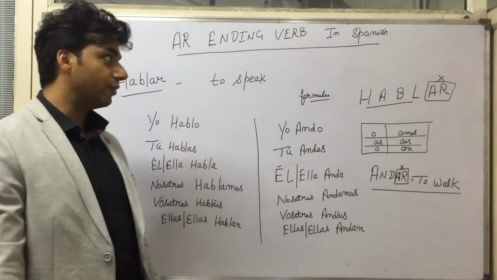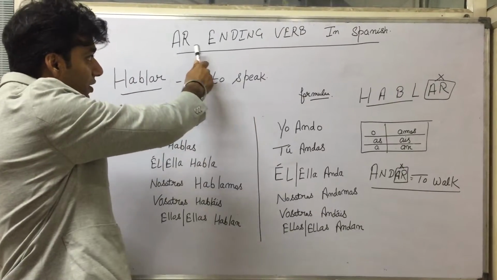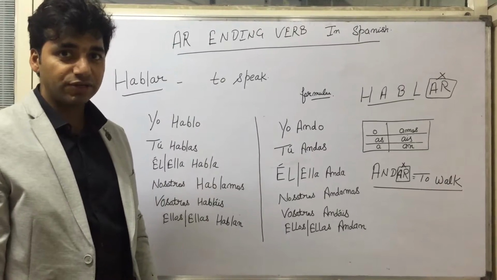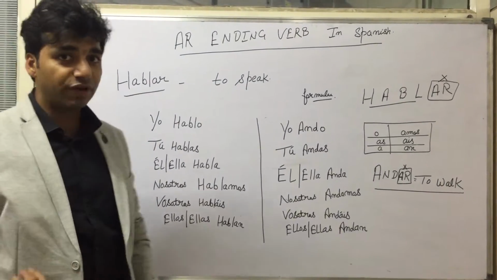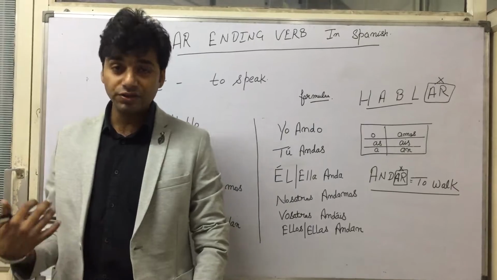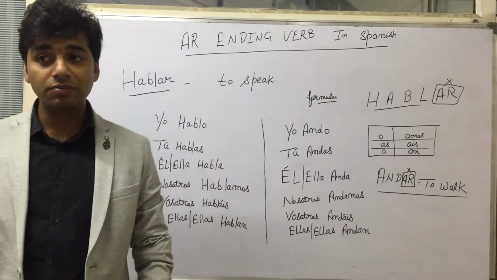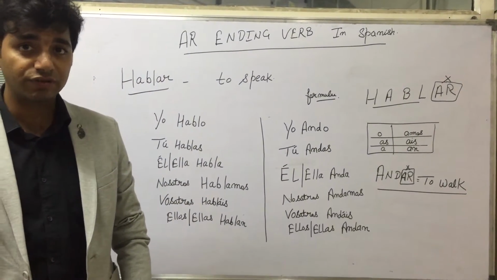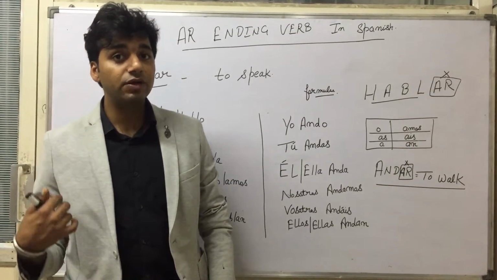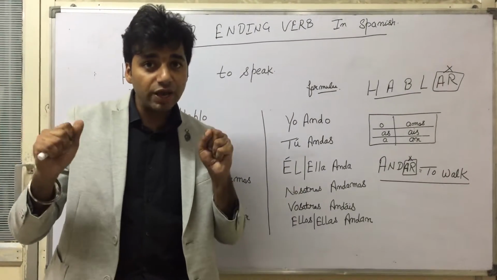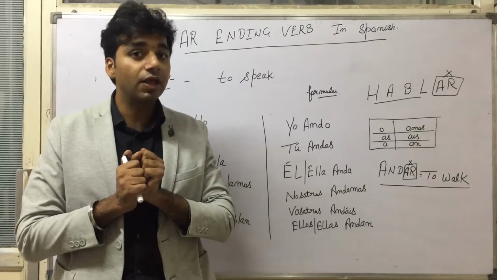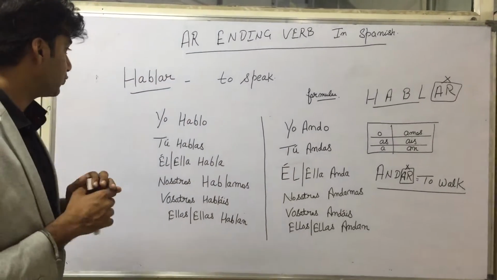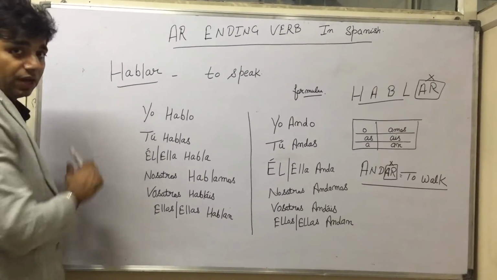Today we have a chapter which we call AR-ending verbs in Spanish. In Spanish, the verb is very important and plays a vital role in grasping the language. If you want to speak very good Spanish, you have to have a good conjugation of verbs. So let's start with the first verb, which we call hablar.